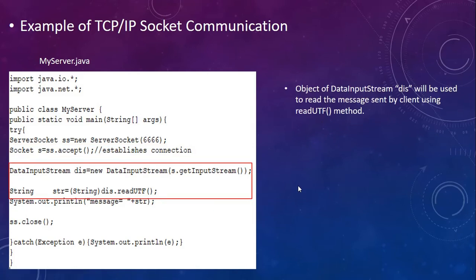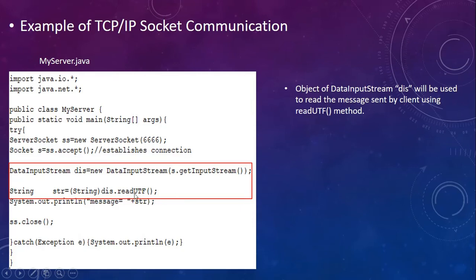Next, the object of DataInputStream. Basically, what my server will do is read the data that is sent by the client. The client has sent some message, and the server has to read it. So we create an object of DataInputStream, which is for reading the input. I call it dis. You see dis is the object created equal to new DataInputStream, and the s.getInputStream method is called within this. Whatever the client is going to send will be read by the server using the readUTF method.